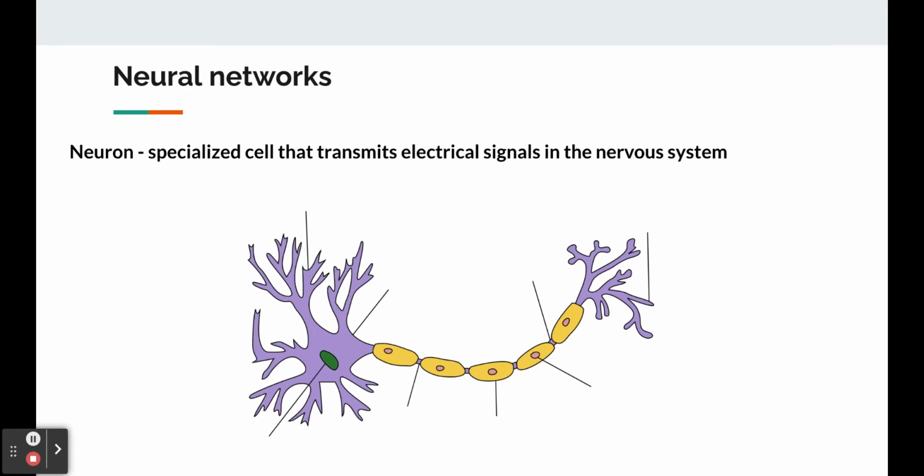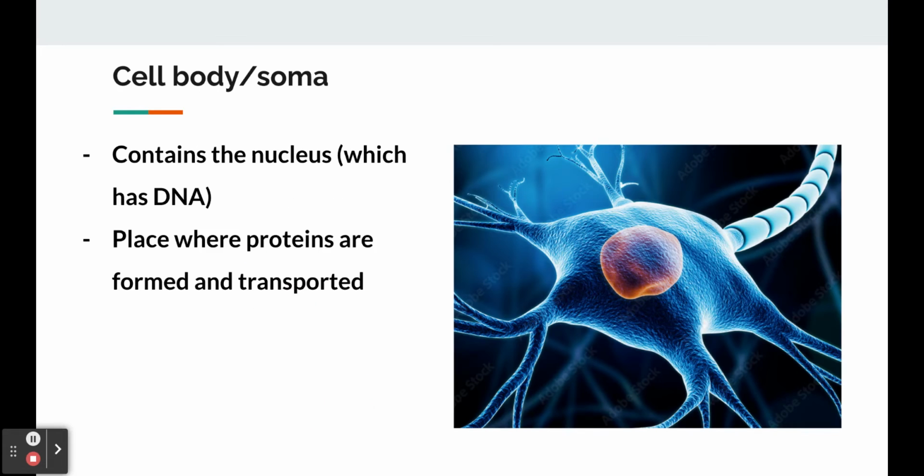Our brain contains numerous neural networks. The smallest unit of these networks is the neuron. Neurons are specialized cells that can transmit electrical signals to various body parts. They have four main parts: a cell body, dendrites, and axon terminals.